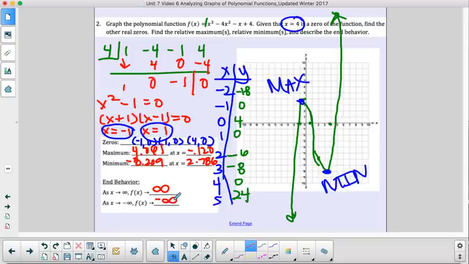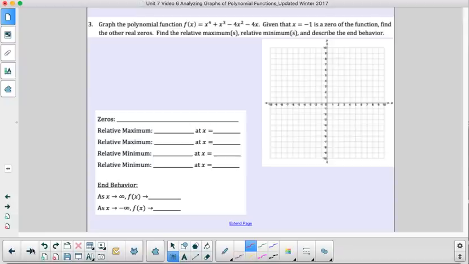All right, that is example 2. If you have questions, please let me know. Otherwise, let's go ahead and move on to example 3. It says graph the polynomial. This one is a quartic because it's to the 4th degree, and it gives us that x equals negative 1 is a 0.